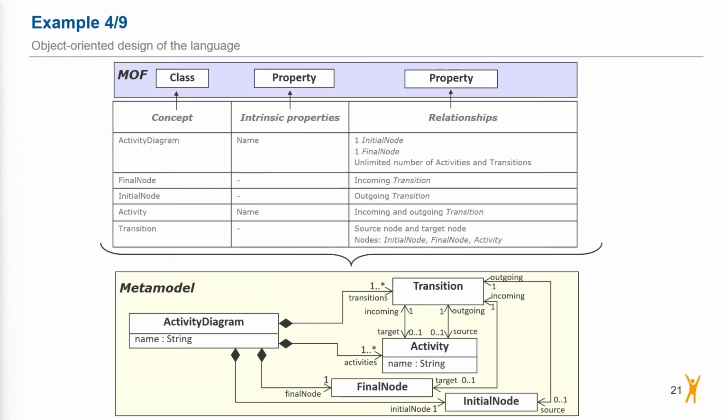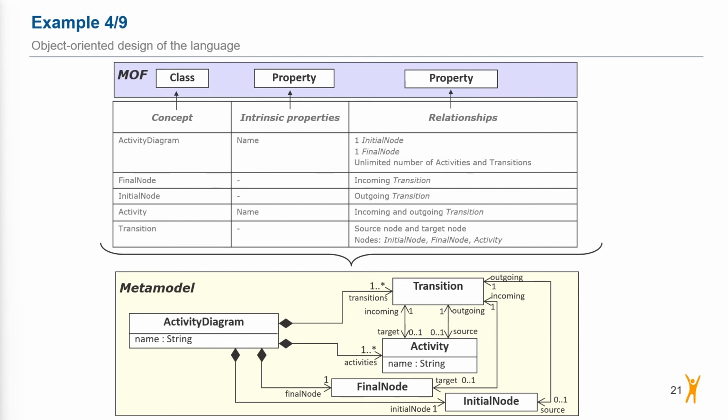So how would this then look in the MOF way of thinking? In the MOF way of thinking, we have the concept of a class and the concept of a property. So we would translate those initial elaborations into the world of the meta-object facility. We would realize every concept as a class, and the intrinsic properties as well as the relationships would be realized as properties.